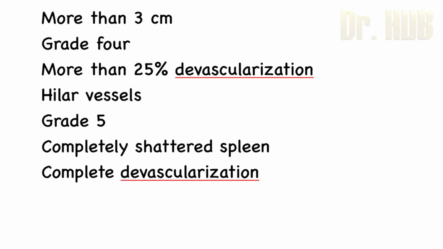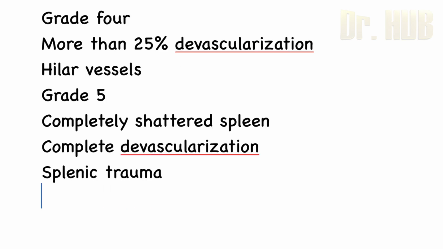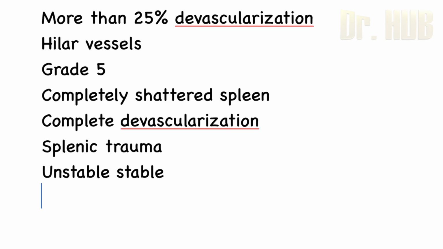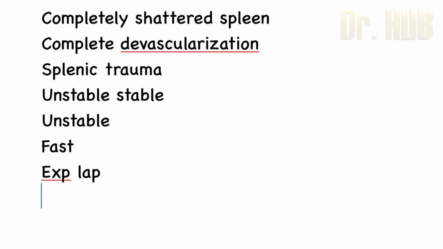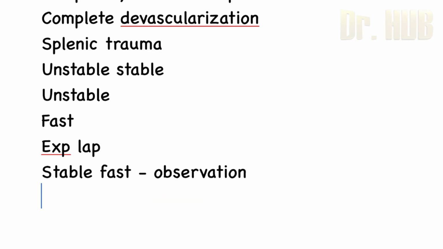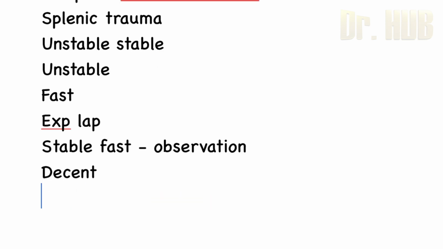Now let's look at how you manage splenic trauma. In the algorithm, you can have an unstable patient as well as a stable patient. In an unstable patient, you do a FAST. If the FAST is positive, you do an exploratory laparotomy. If the patient is stable, you do a FAST and observe, and you also do a CECT and classify the injury per the grading we discussed, grade 1 to 3 as well as grade 4 or 5.